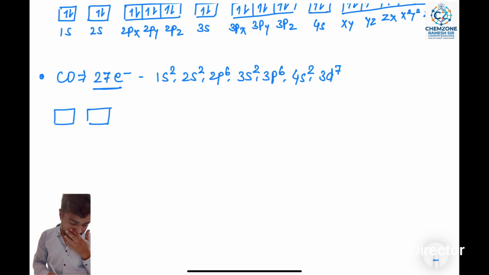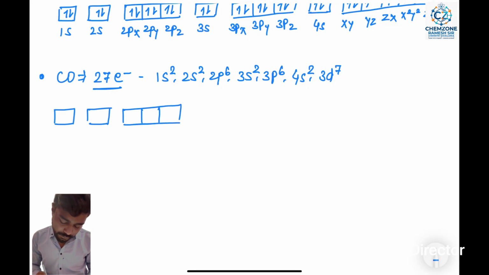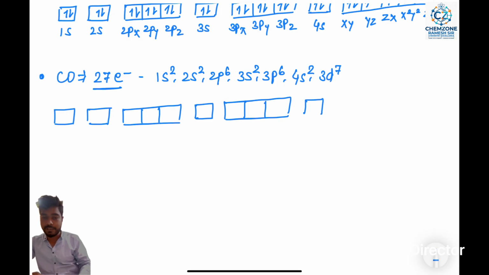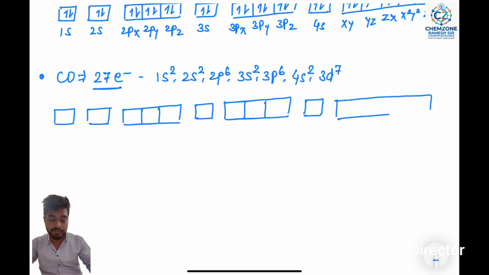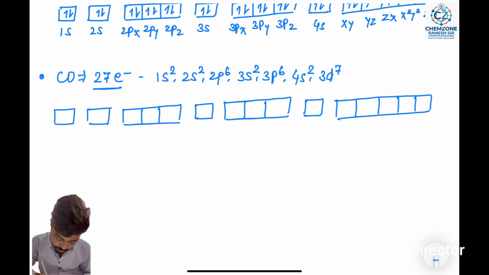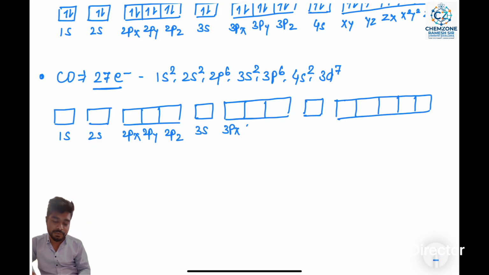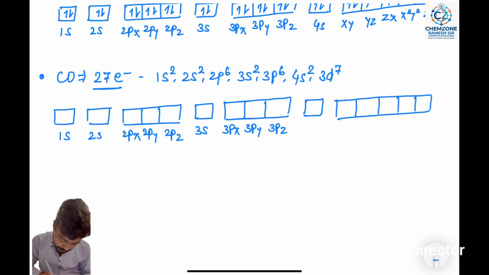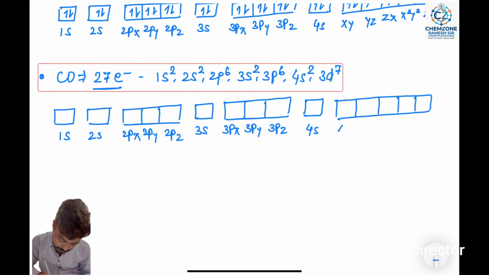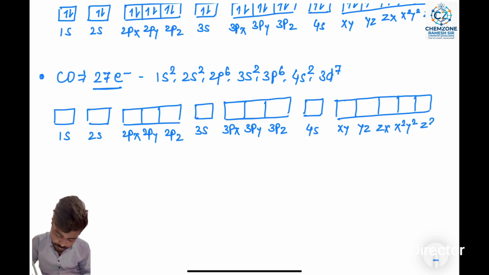1s, 2s, 2p, okay, 3s, 3p, 4s. Then last come your d orbitals, 3d orbitals. Okay, so this is cobalt. Mention the names: 1s, 2s, 2px, 2py, 2pz, 3s, 3px, 3py, 3pz and 4s, xy, yz, zx, x square y square, last one is your z square.